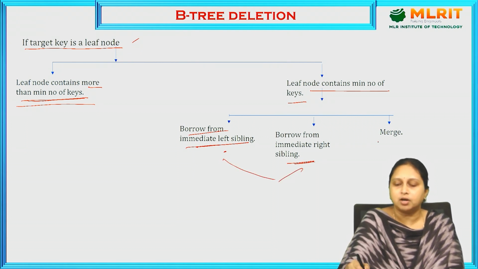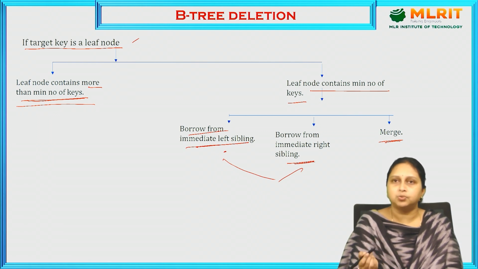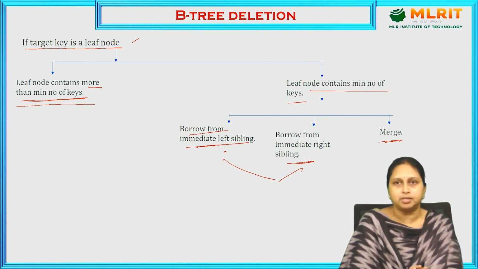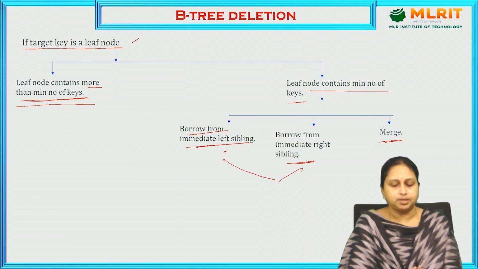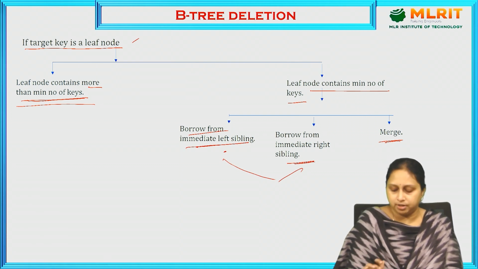in that case, we are going to merge the elements with the parent node. First, we are going to merge, and based on that, the element is going to be deleted and the remaining elements are going to be placed in the appropriate positions. Okay. This way, these are the cases we are going to look into for B-Tree deletion.